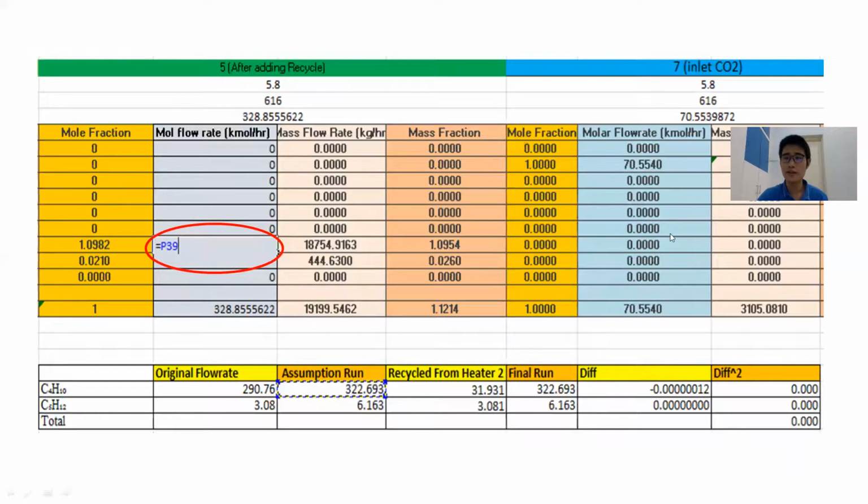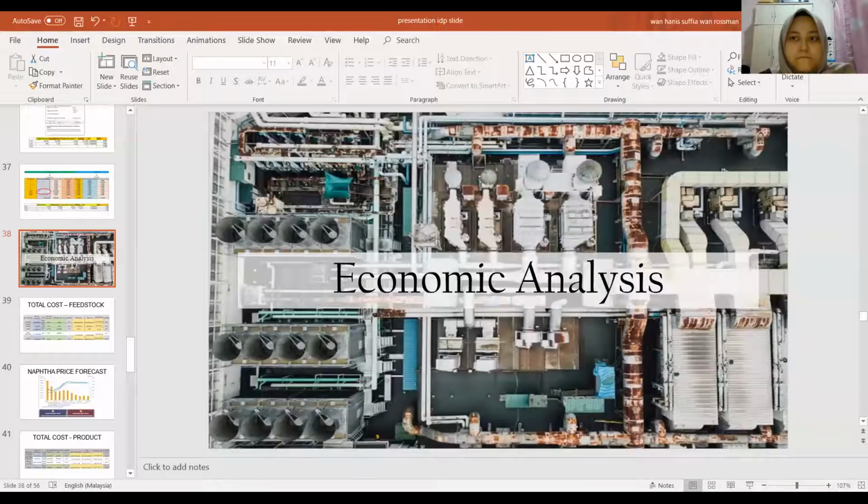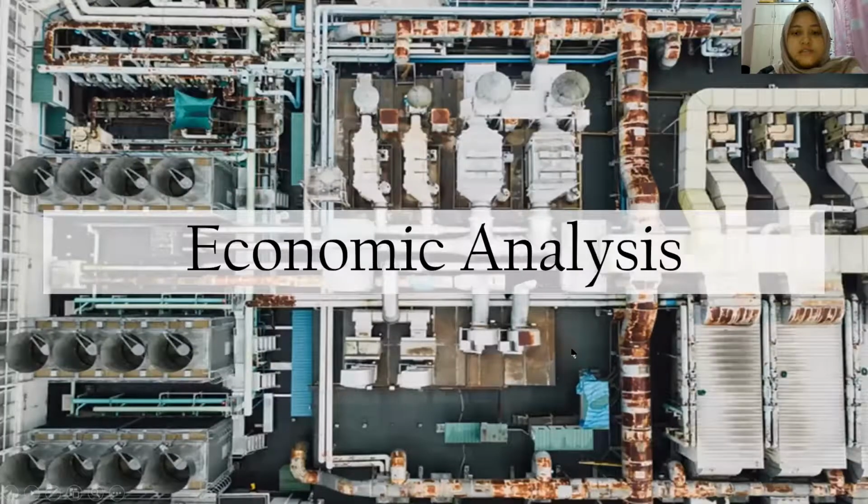So based on here, you can see that we have linked the assumption run to the table in the finance, so that this assumption run that we have calculated by using the solver tool can be linked into the table of the finance, so that the whole system will run according to that value, and therefore it will become a constant value eventually. Now we'll continue on the analysis part.